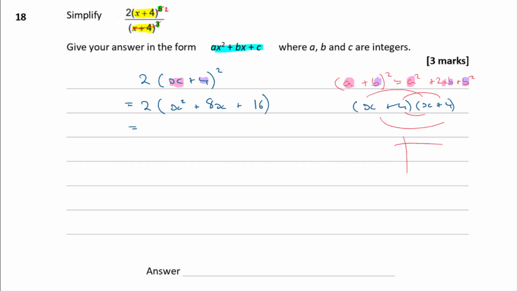Okay, then finally I'm just going to multiply everything through by 2, so I'm going to get 2x squared plus 16x plus 32, and then that's my solution then, isn't it? 2x squared plus 16x plus 32.